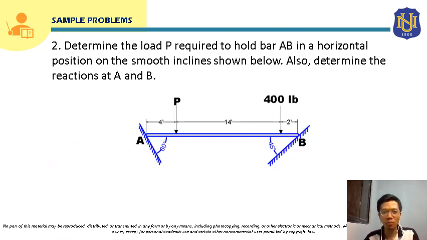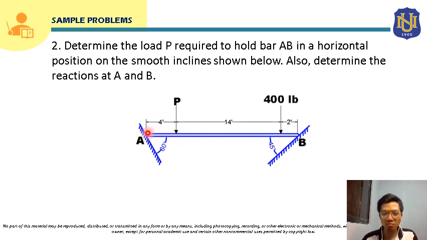Okay, so for sample problem number 2, determine the load P required to hold bar AB in a horizontal position on the smooth incline shown below. Also, determine the reactions at A and B. So this will be our structure here. This is bar AB.